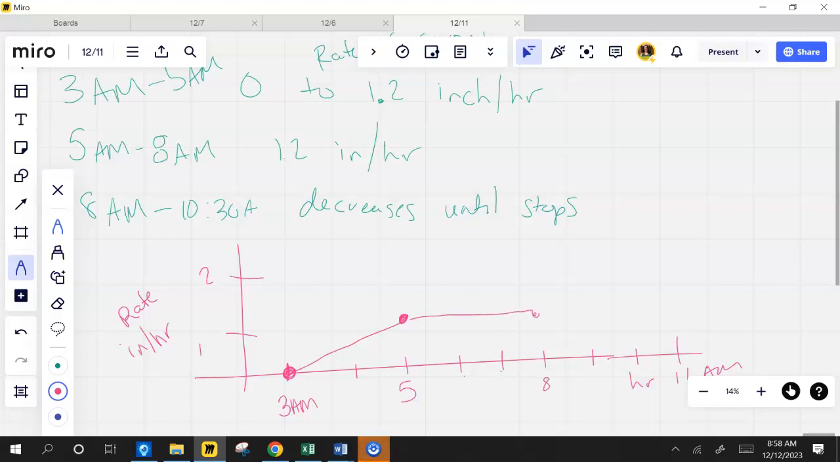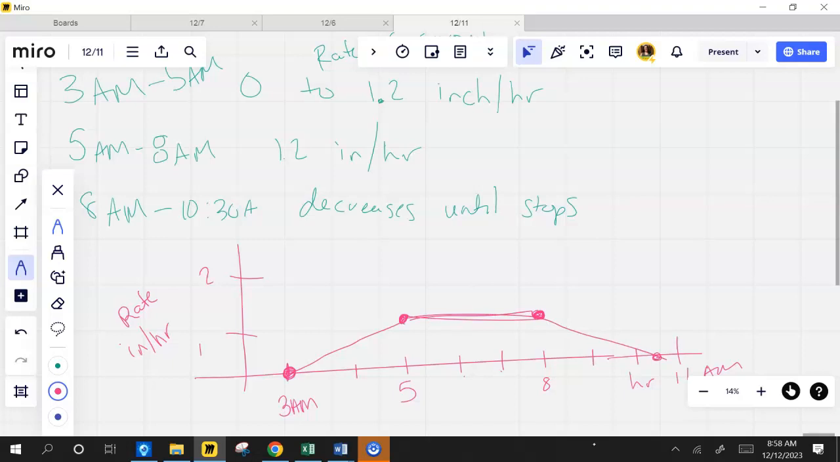You won't have to draw a lot of these. Most of the time this is given to you. And then it stops at 10:30 as it steadily goes down. So I've got this constant. So you're right, it's a trapezoid.